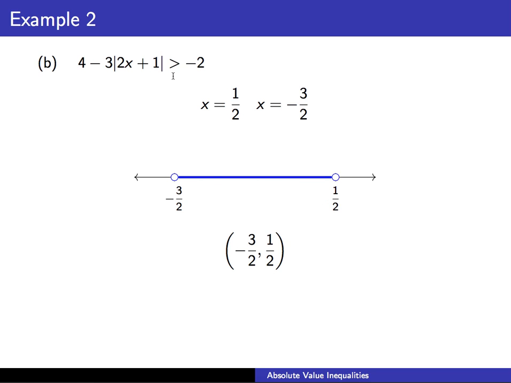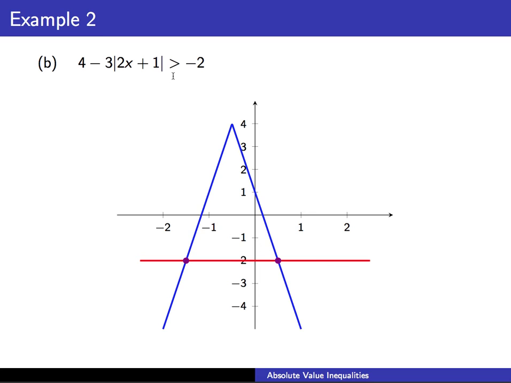because it cannot equal those values. The graphical interpretation of this is the graph in blue is the one on the left. The graph in red is the graph on the right. So where is the graph in blue above the graph on the right? It's above the graph in this triangle part here.